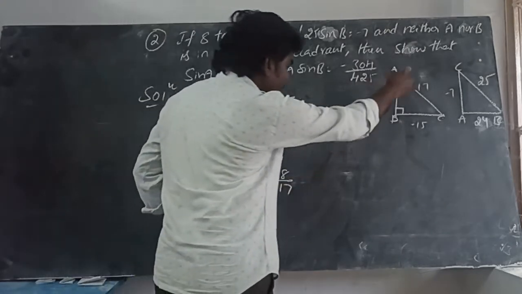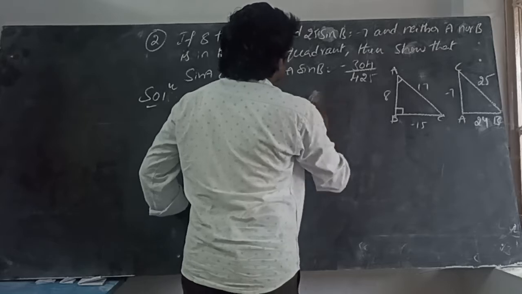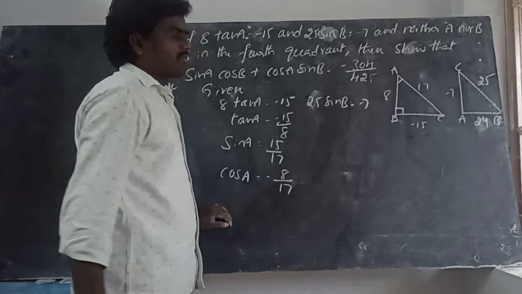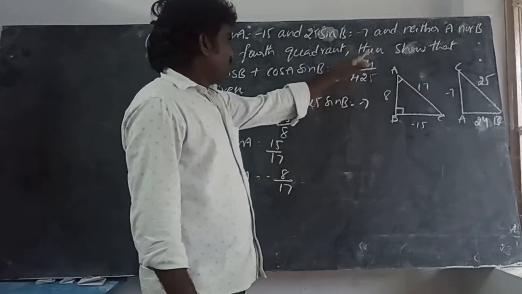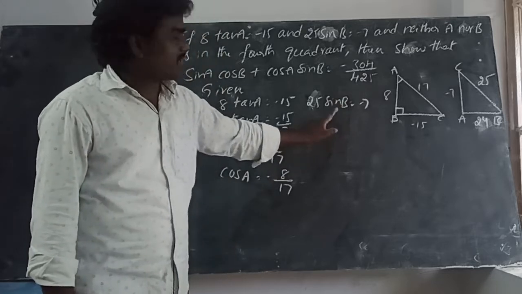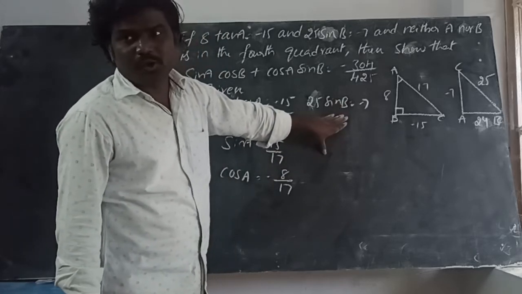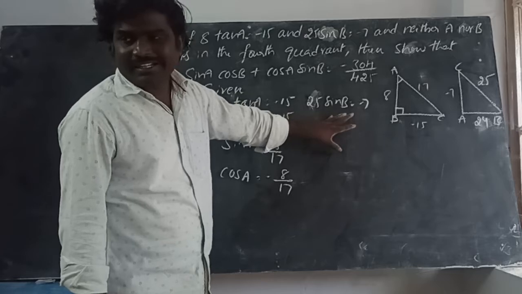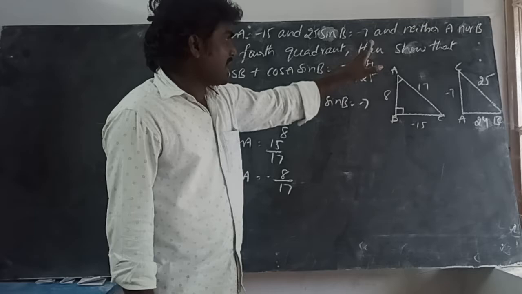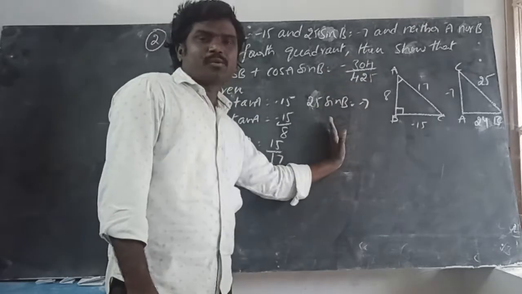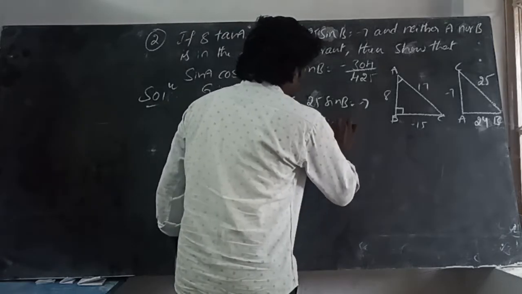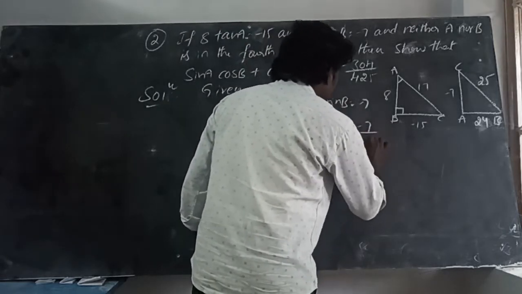Next, 25 sin B is equal to minus 7. So here B is not in the fourth quadrant. That means angle B is in the third quadrant. The sin ratio is negative in the third quadrant. Since angle B is not in the fourth quadrant, it is in the third quadrant, and in the third quadrant the sin ratio is negative. So here sin B is equal to minus 7 by 25.